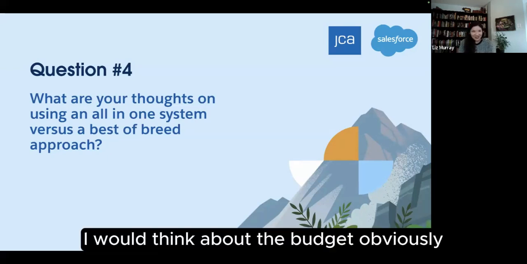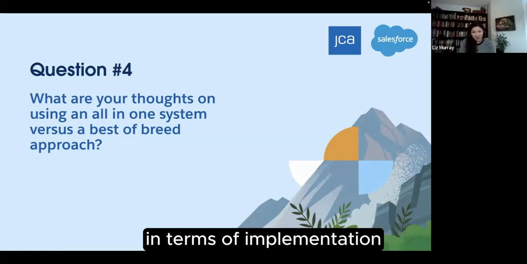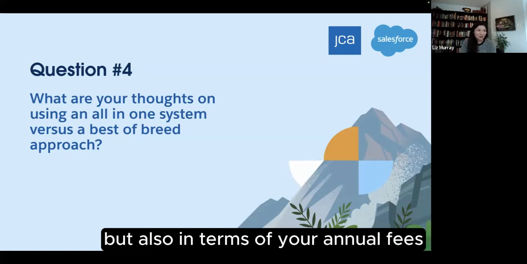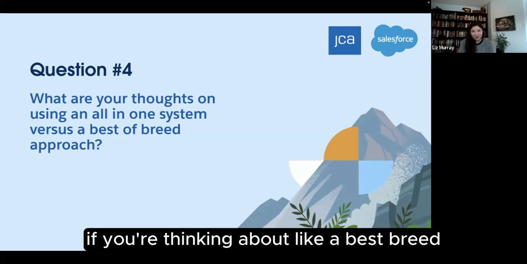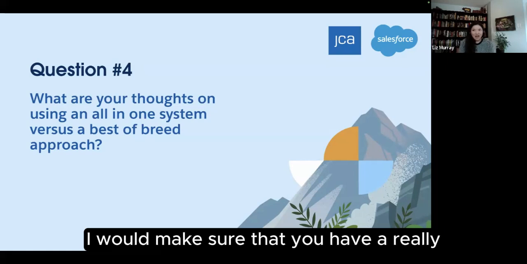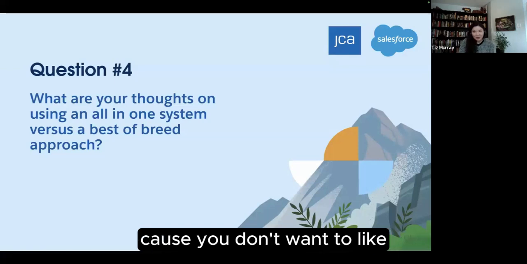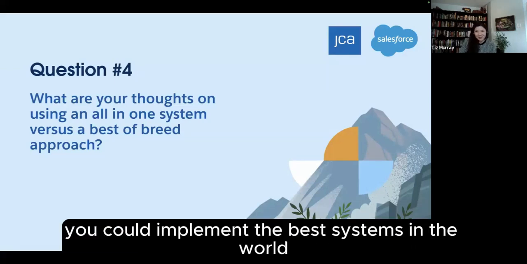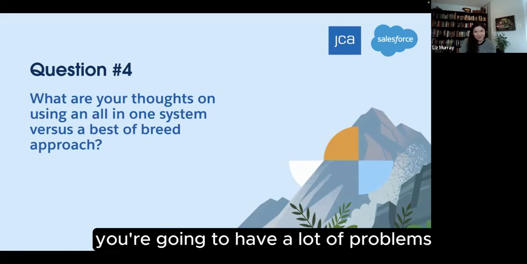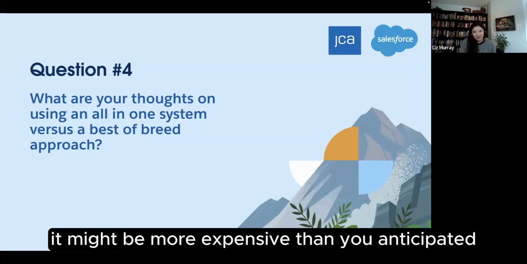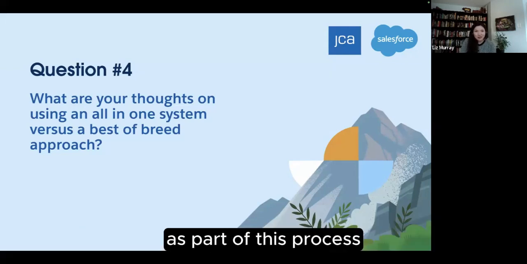I would think about the budget, obviously, and consider how much money you have to spend in terms of implementation, but also in terms of your annual fees. And then most importantly, if you're thinking about a best of breed, I would make sure that you have a really strong plan for integrations, because you could implement the best systems in the world, but if they're not integrated, you're going to have a lot of problems. And it might be more expensive than you anticipated. So you need to budget upfront for those integrations as part of this process.